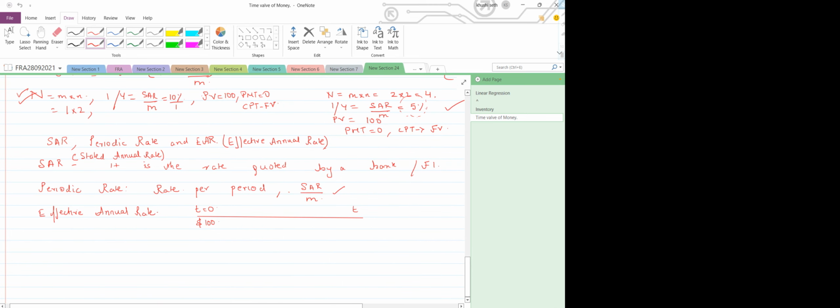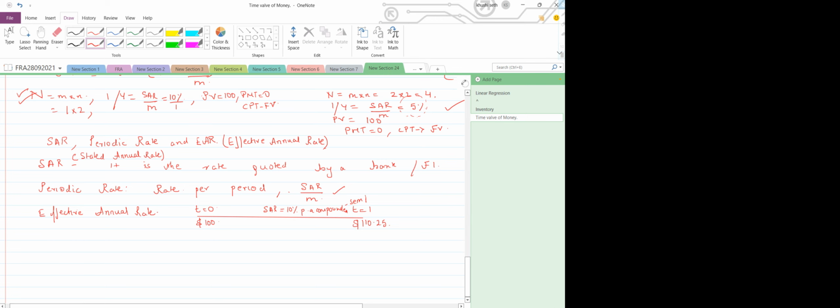At time zero, the value of my investment was $100. At the end of the first year, the value of my investment was 110.25, at a stated rate of 10%. My SAR was 10% per annum, compounded semi-annually, right? So at T1, the value of my investment was 110.25.